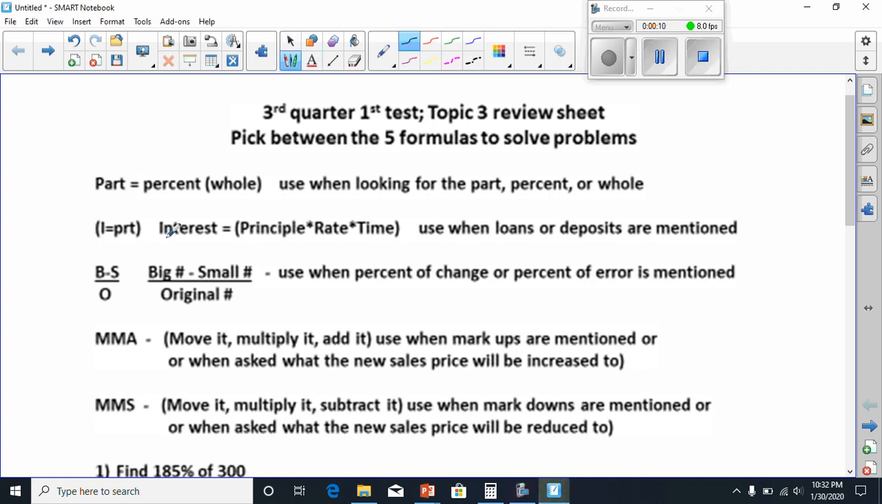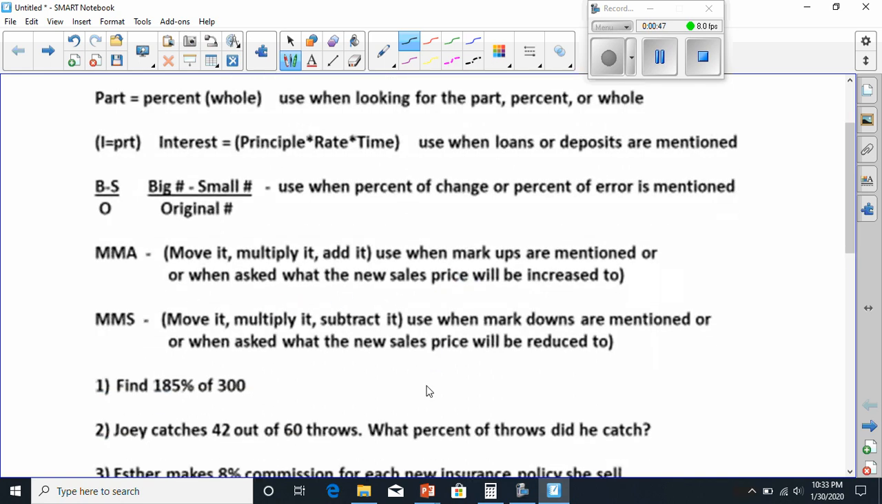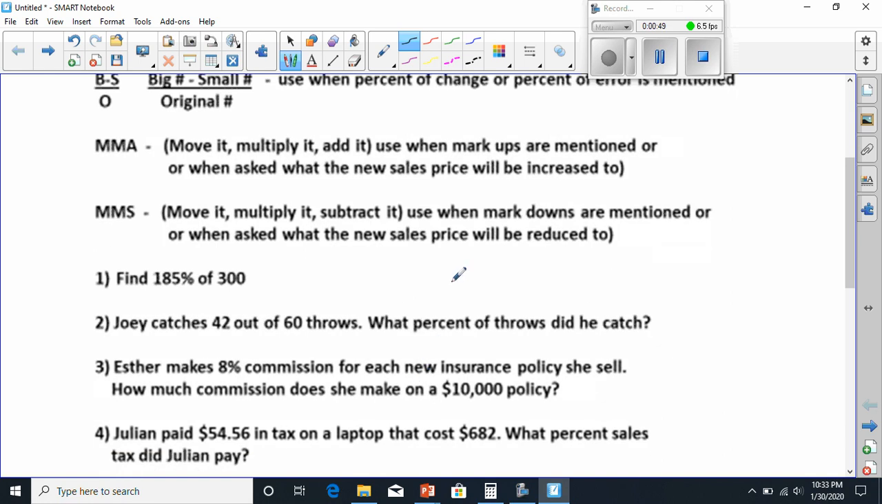Let's begin. First of all, let's keep in mind that we're going to be using one of 5 formulas. Either the part equals percent times the whole, the I equals PRT, which is interest equals principal times rate times time, or we might be using the B minus S over O, which is big number minus small number divided by original number. We could be using MMA, which means move it, multiply it, or add it, or MMS, which is move it, multiply it, or subtract it. So let's move on to see how we're going to use these formulas here.